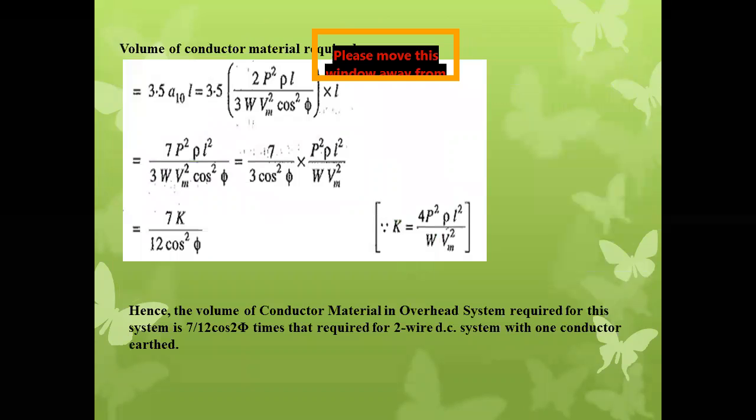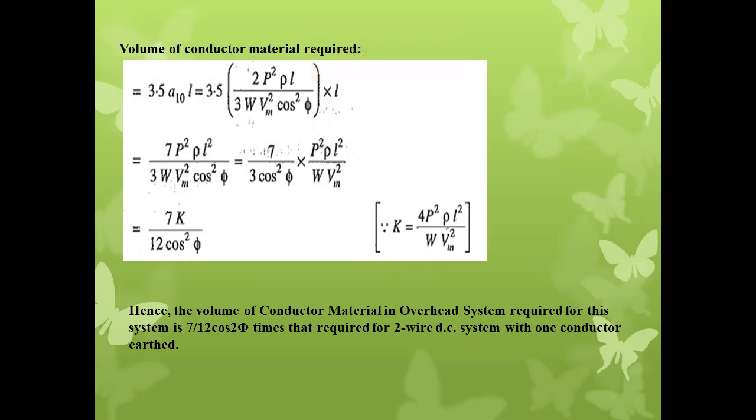See over here, 3.5, where 0.5 is for the neutral wire. So 3.5 into A10 into L. Put the value for A10: 2p square rho L divided by 3 into W into V square cos square phi, into L. Simplify it, and we will get 7 by 3 cos square phi into p square rho L square divided by W into Vm square.